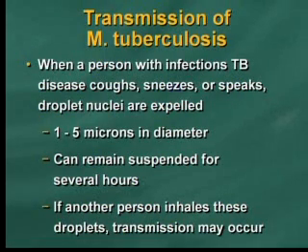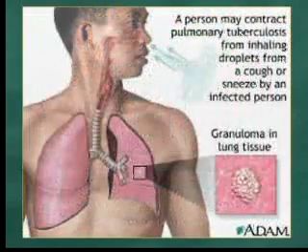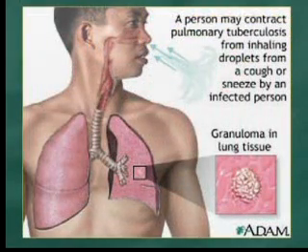Now, a person may contract pulmonary tuberculosis from inhaling these droplets, and you'll see that once that germ is inhaled into the body, your immune system goes out and tries to send its fighters to make sure that this germ does not grow. And while healing the body, sometimes you experience, or on the film you see, areas of granulomas in the lung tissue.